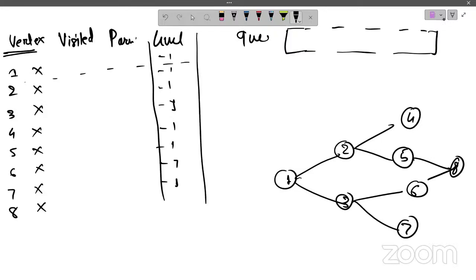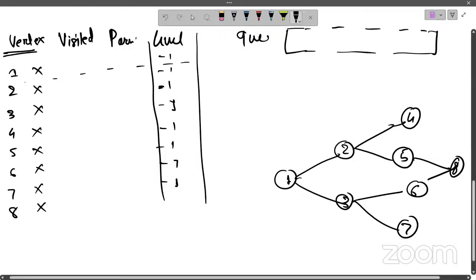So initially all the levels are -1. So you guys say at which vertex we should start. Should we start from 1, 8 or any other vertex, whatever you want? 4. Okay, you want to start from 4. Fine. So let's start our BFS from 4. For 4, initially my queue is empty.